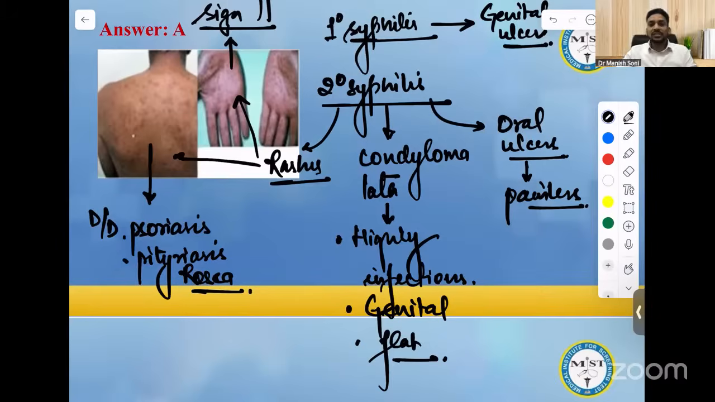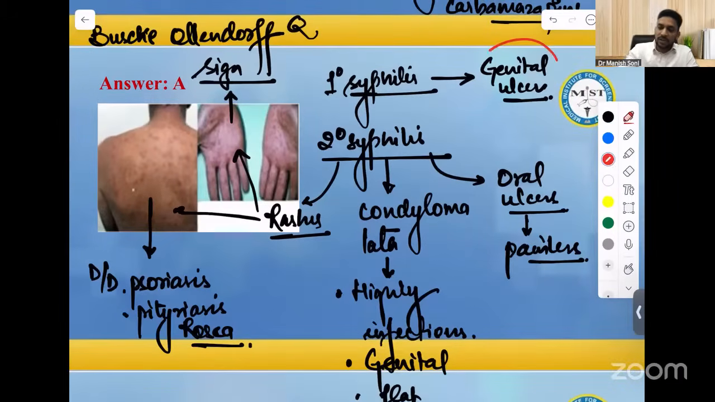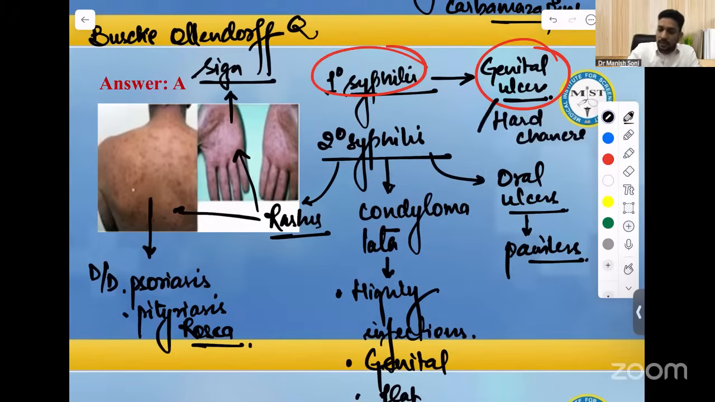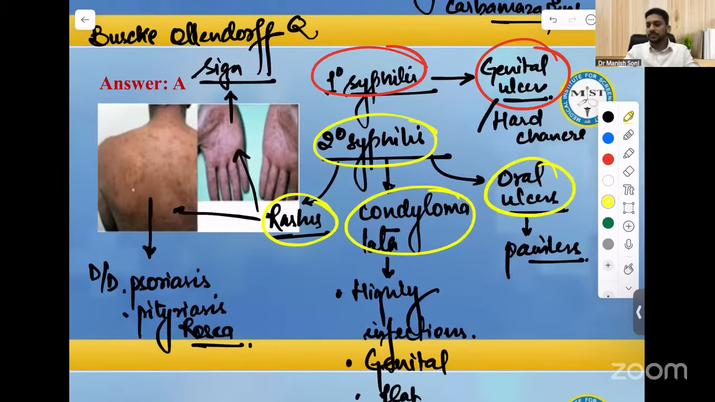So because in the question it is written patient is having painless oral ulcer, rashes, and patient is a truck driver, the diagnosis becomes secondary syphilis. If the patient is having genital ulcer, then answer becomes primary syphilis. Because this genital ulcer is hard, we also call it hard chancre. So hard chancre or genital chancre is seen in primary syphilis, while rashes, condyloma lata, oral ulcers are seen in secondary syphilis. I hope this is clear.